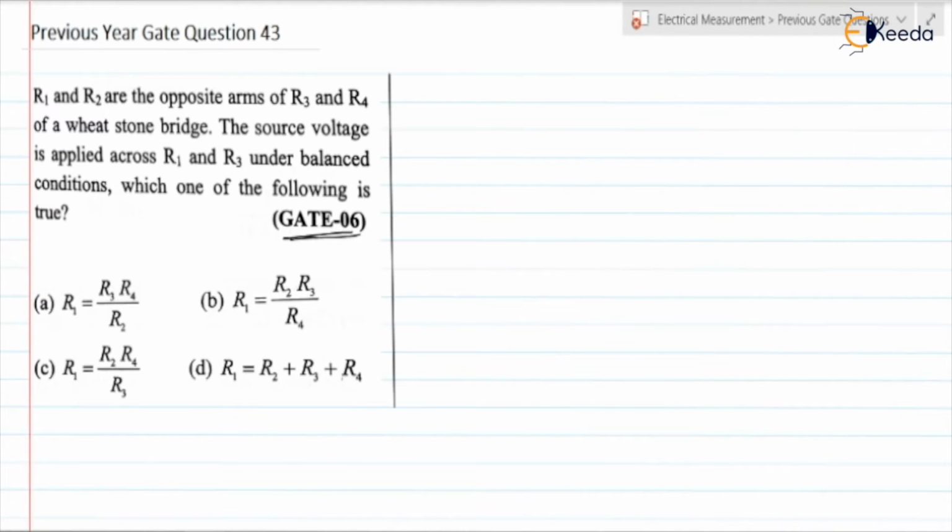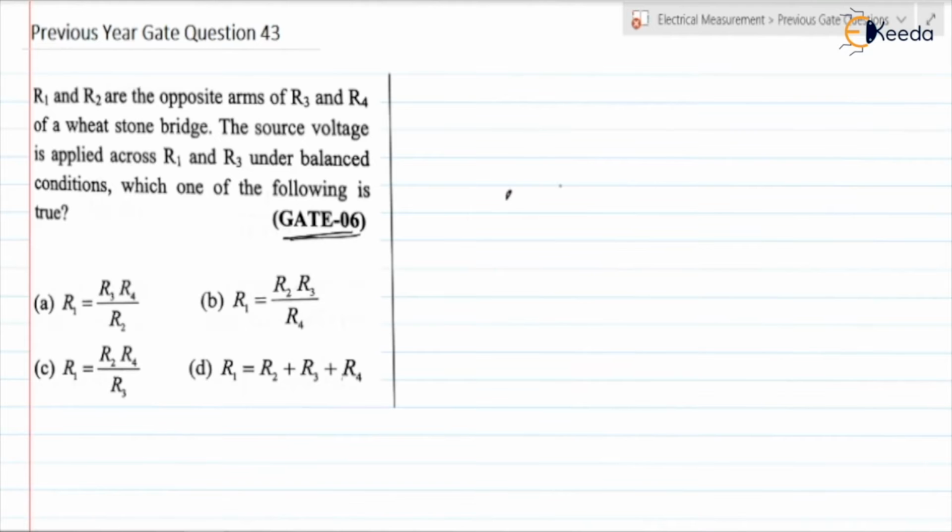Previous year GATE question number 43. Let us read the question. R1 and R2 are the opposite arms of R3 and R4 of a Wheatstone bridge. Okay, the source voltage is applied across R1 and R3 under balanced conditions. Which one of the following is true? Okay, so very simple question.